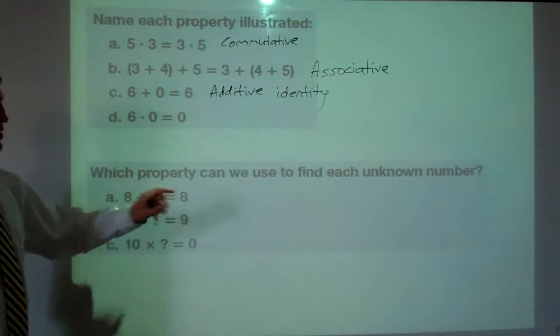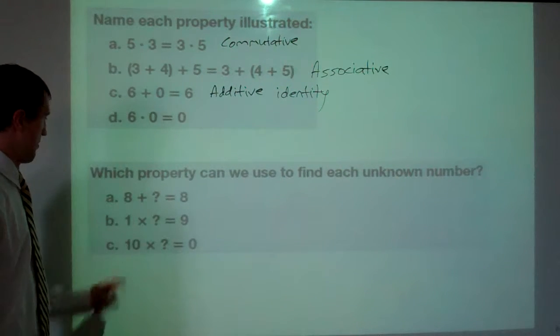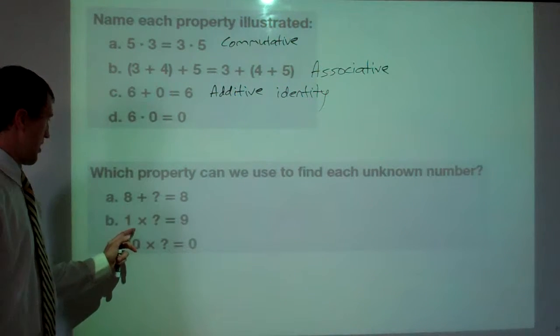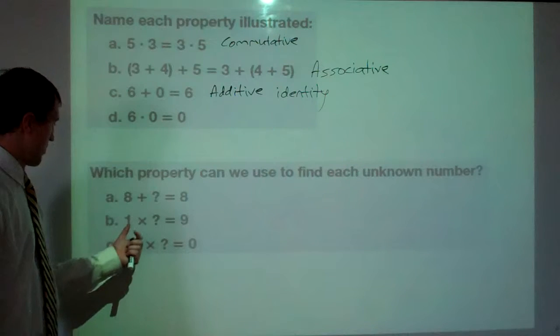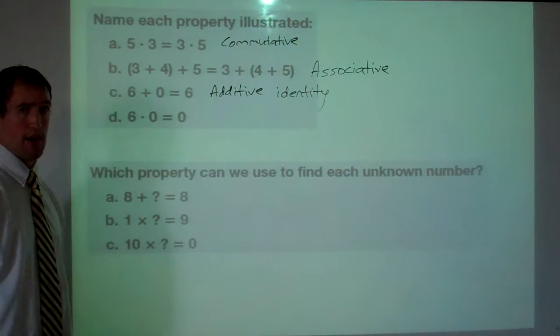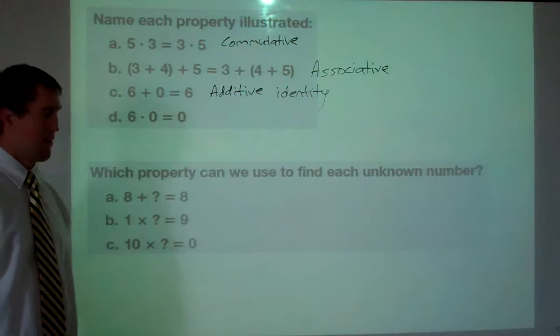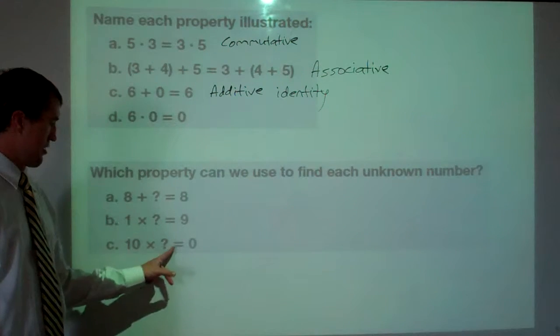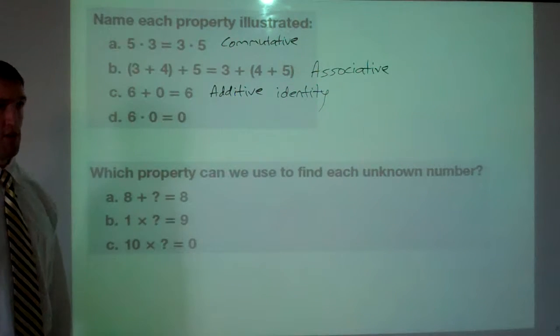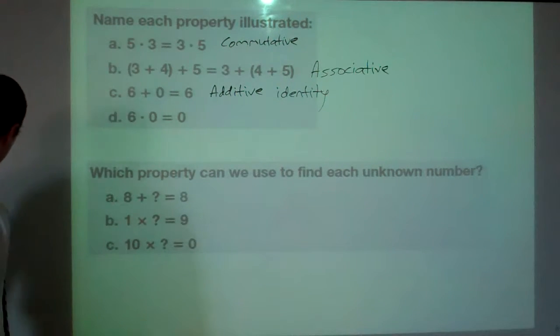And which property can we use to find each unknown number? Well, 8 plus 0 will give us 8. That's an identity. That's the additive identity. 1 times 9 will give us 9. That is another identity, but the multiplicative identity. And 10 times 0 will have to give us 0. That's our 0 property for multiplication.